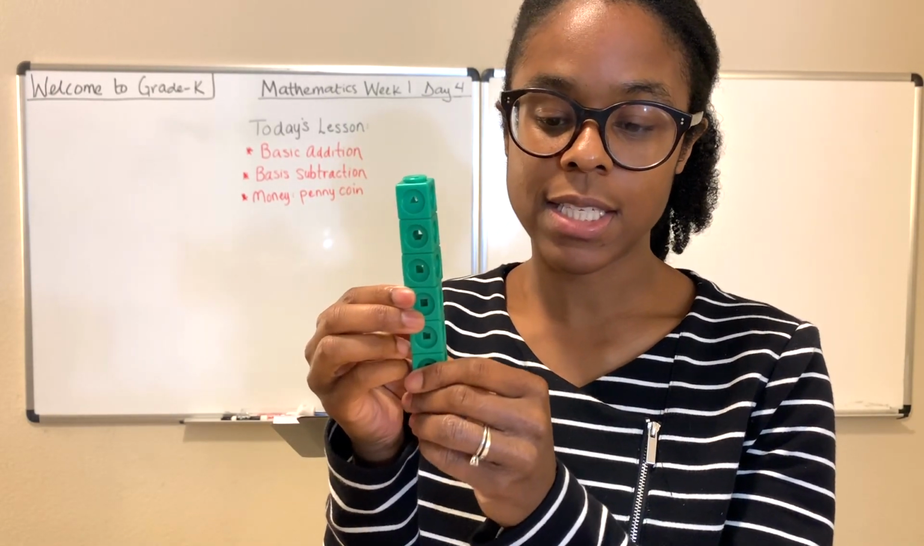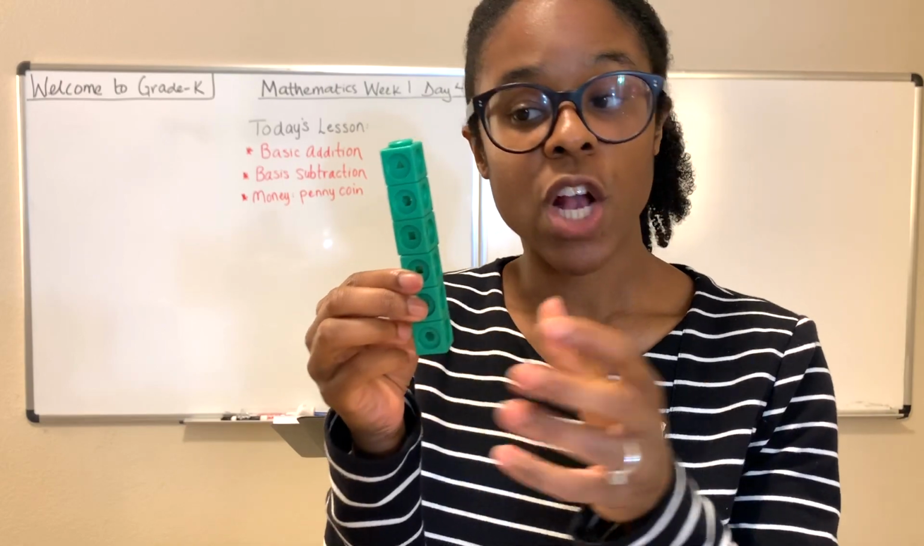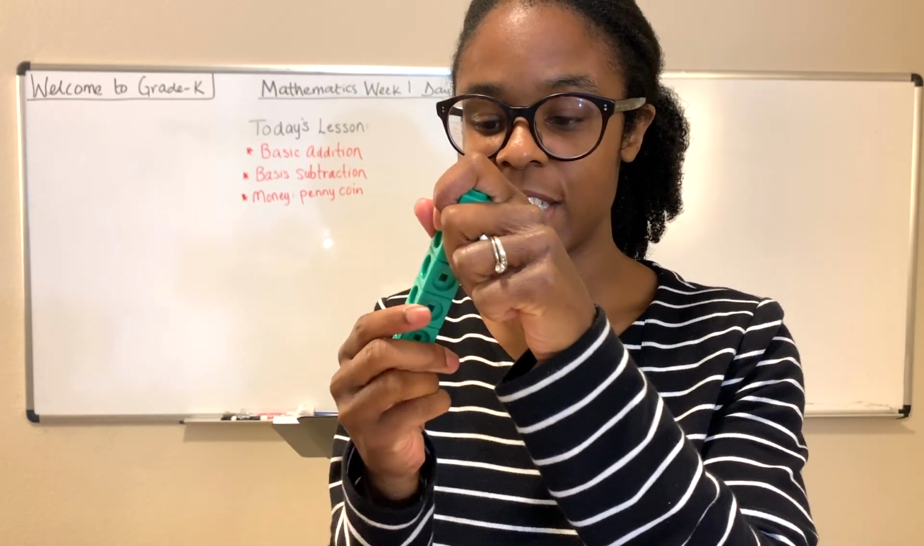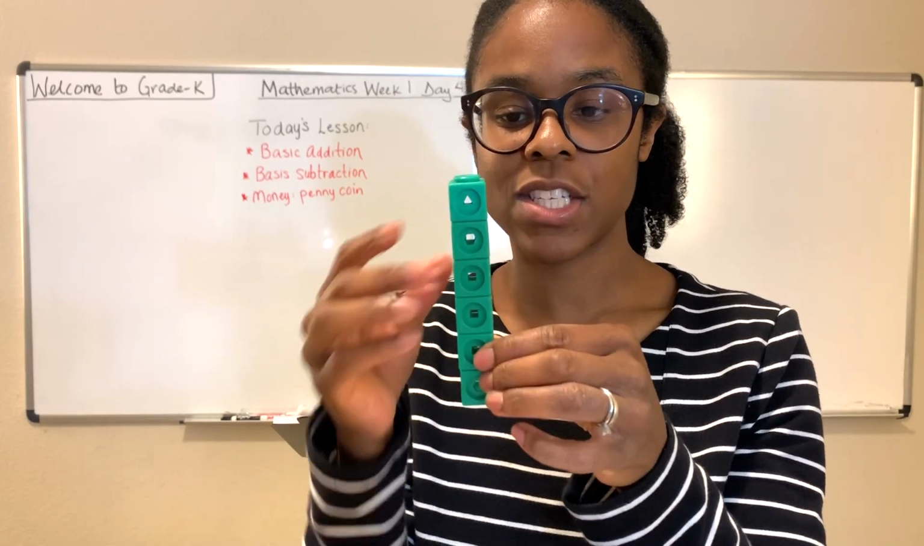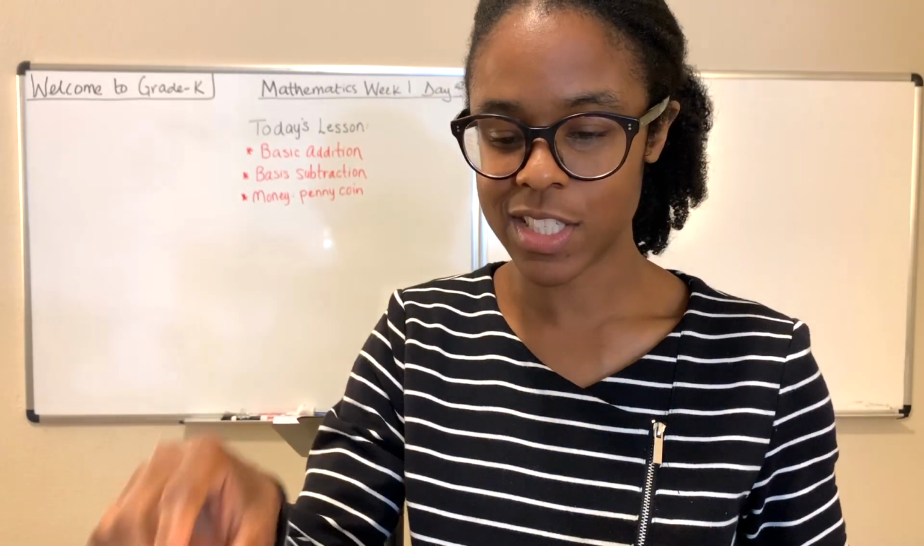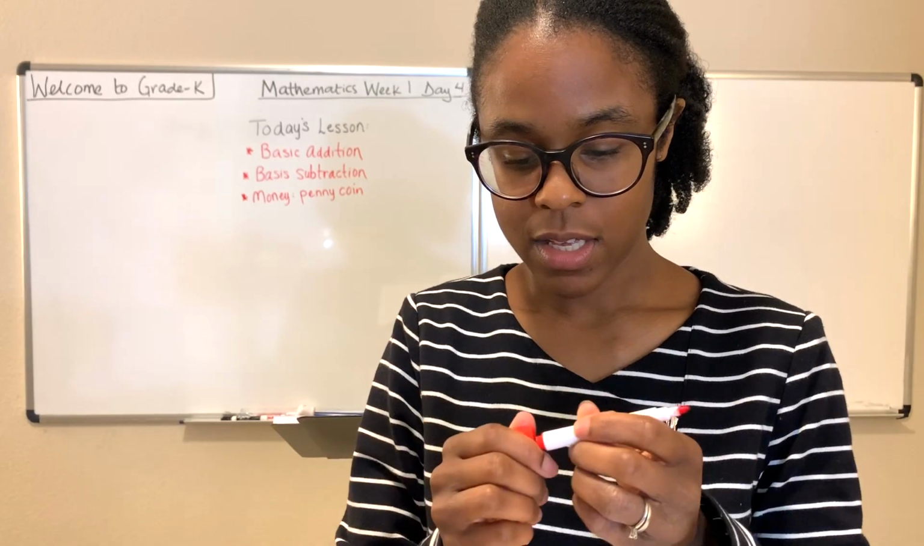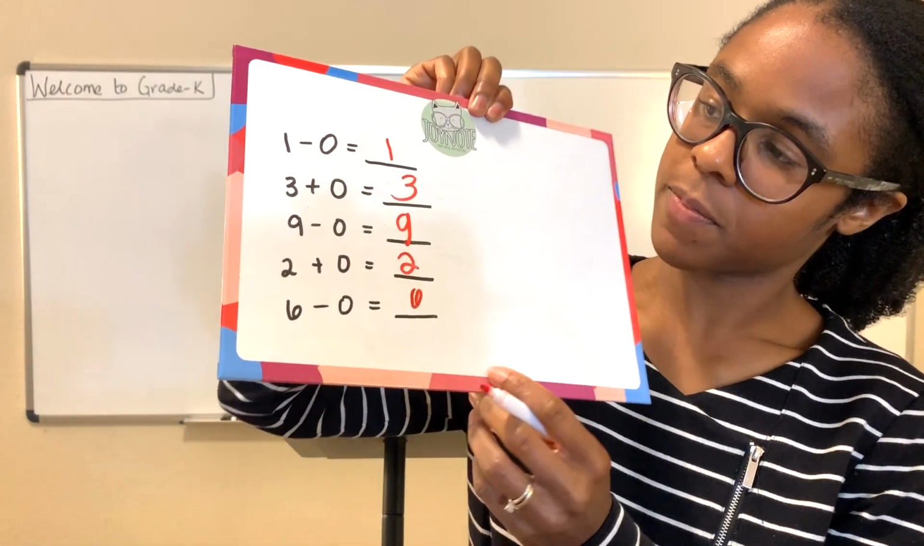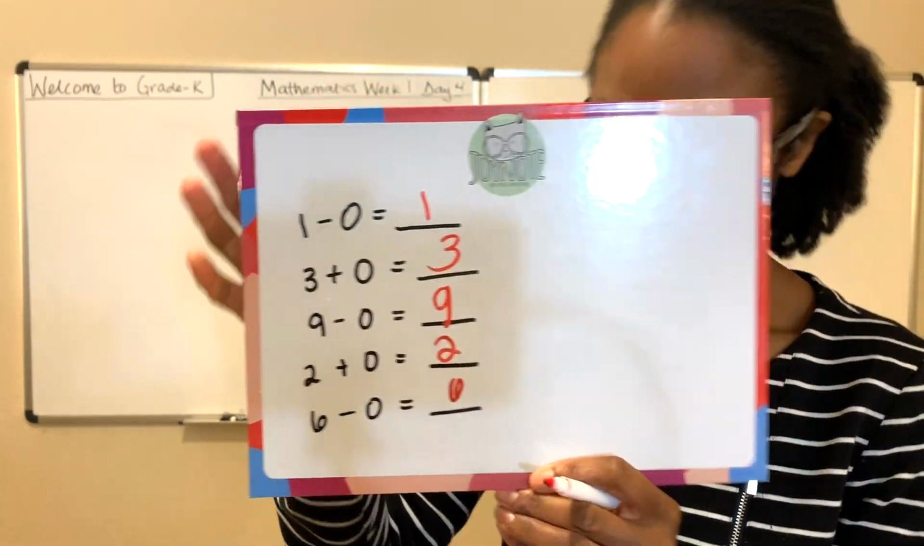And it says 6 minus 0. So we have 6. And we're going to take away how many? 0. We're not going to take away any. So 6 minus 0 is still 6. We have this as the number 6. So 1 minus 0 is 1.